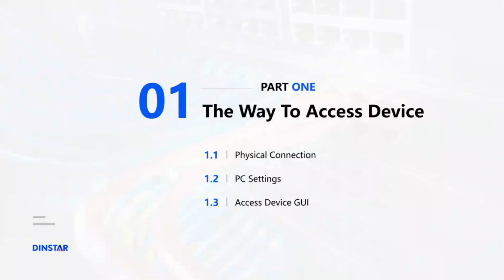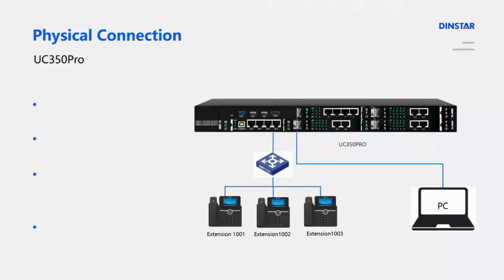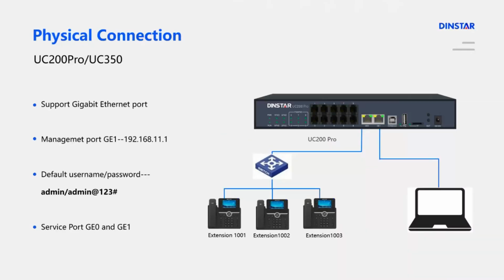Firstly, let's have a brief look at how to access the device for the first time. Let's check the physical connection first. Our UC200 Pro and UC315 support gigabit Ethernet ports. The management port is G1, and the service ports are G1 and G0.